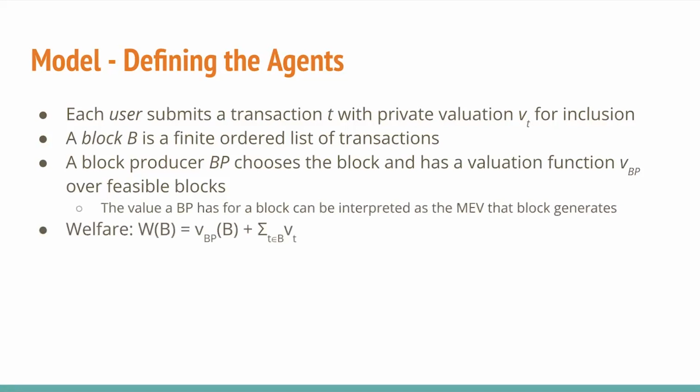And so finally, the objective we're going for is to maximize overall welfare. So we'll say the welfare of a block B is this block producer's value for that block B plus the sum of the inclusion values of users who got included in that block. There might be some debate of whether or not you want to include the block producer's value here, but for anything we're doing, it doesn't matter.